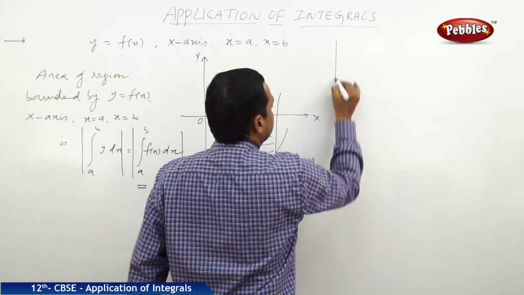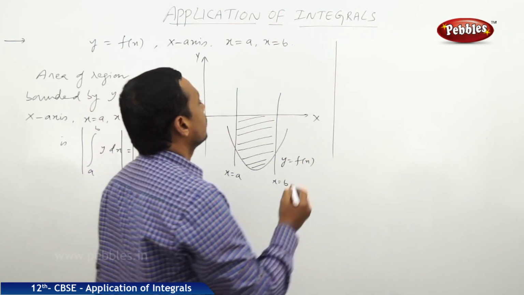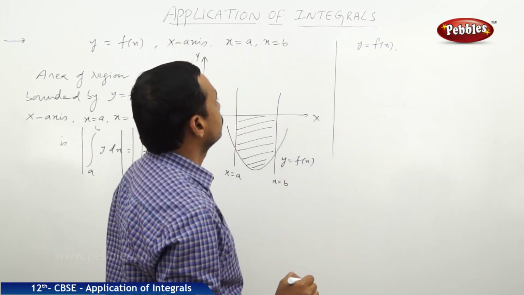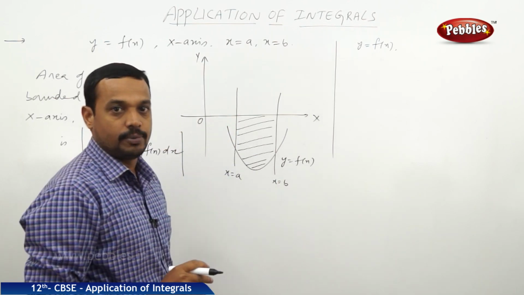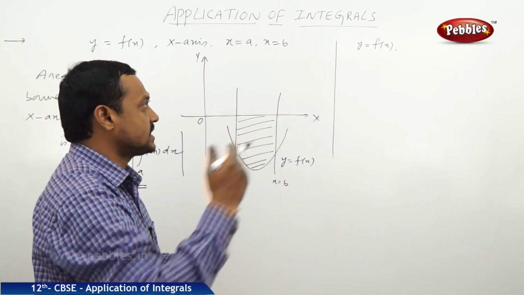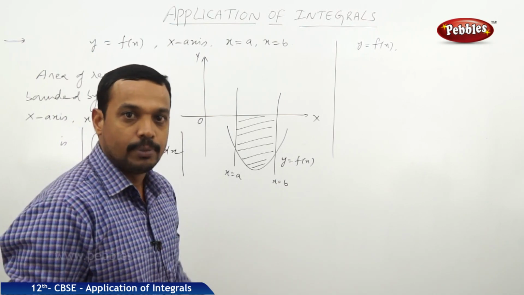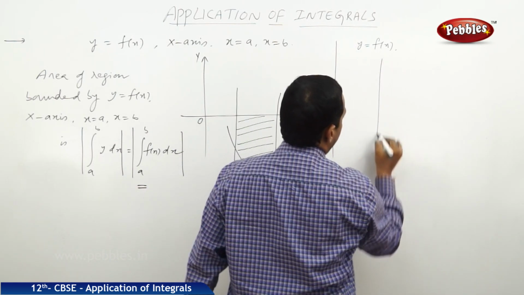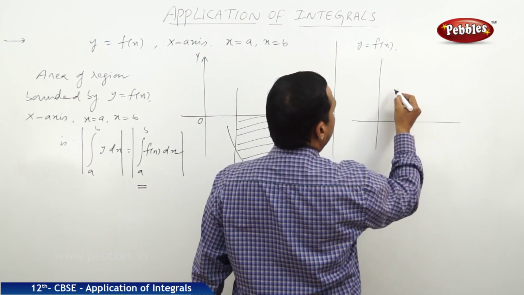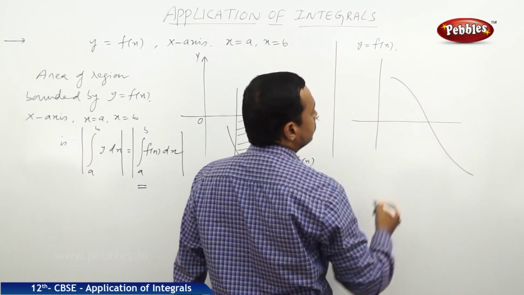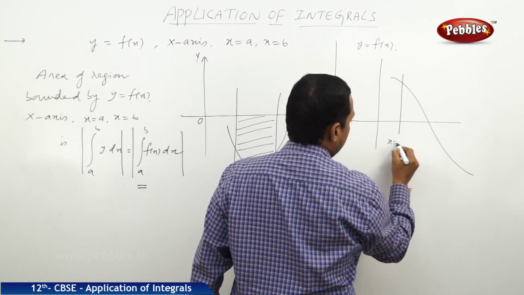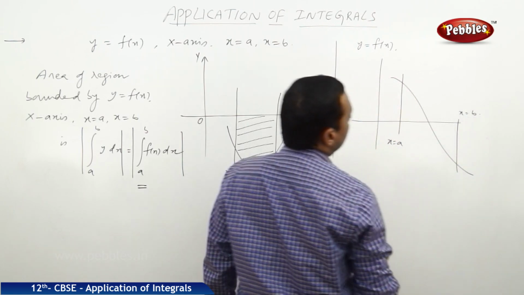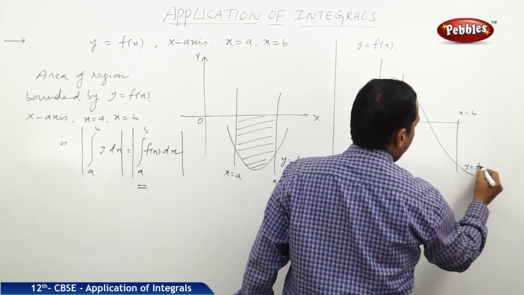Now, in another case, suppose the curve y equals f of x between x equals a and x equals b has some portion above the x-axis and the rest of the portion below the x-axis. Then how do we find its area? Now let us see. Suppose the graph is like this, between x equals a and x equals b. Now this is the curve y equals f of x.